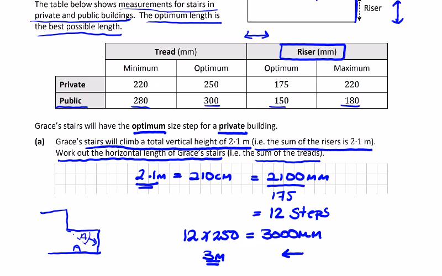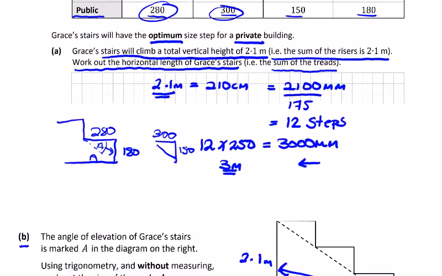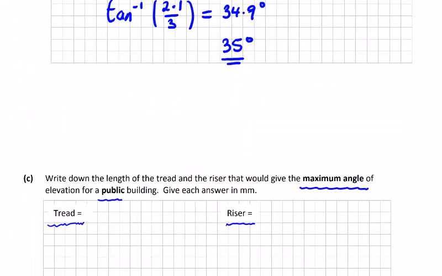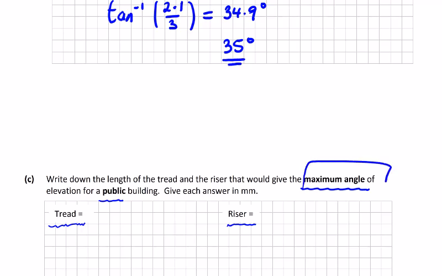The tan of which is the riser over the thread. So the riser could be 180. Just do another diagram again. It also could be 150. And the thread could be 280 or 300. Let's min and max this, 280 and 300. These would be the minimum and maximum values. So what were we asked? 280 and 180, I think. We were asked for the max angle.